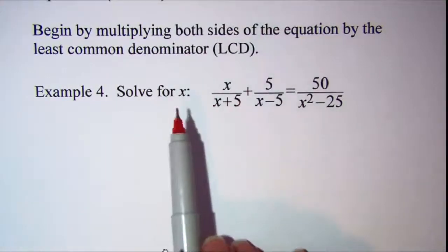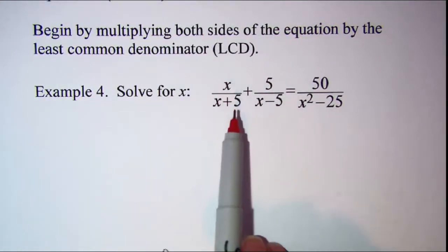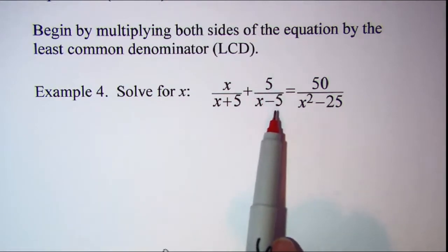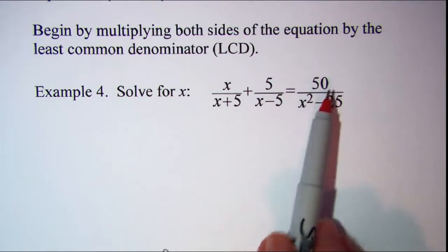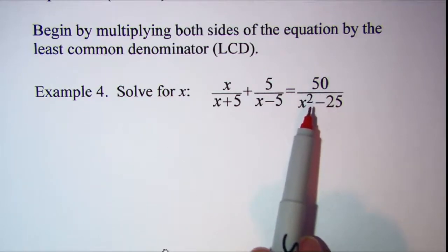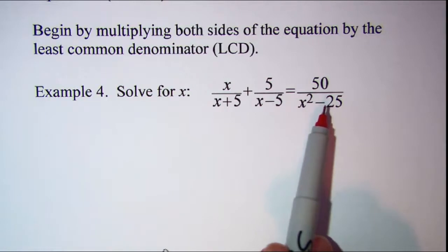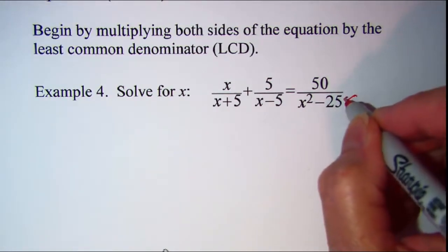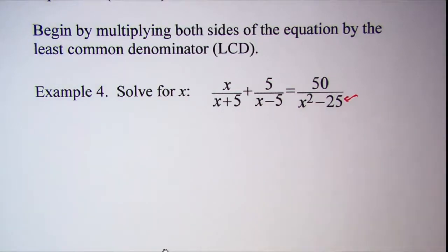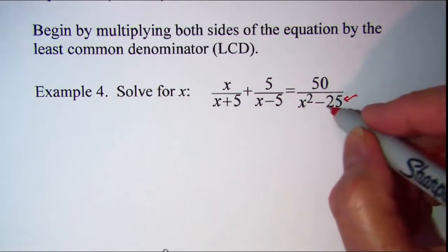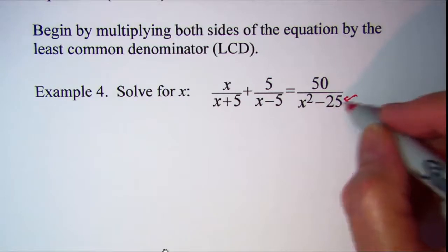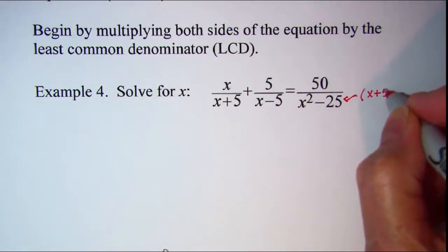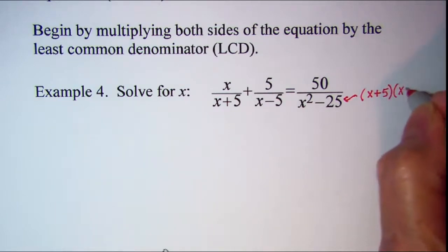The equation that we'll be working with is x over x plus 5 added to 5 over x minus 5 is equal to 50 over the quantity x squared minus 25. Now I can factor this denominator, which needs to be done before I determine my least common denominator. I can see that this is the difference of squares, and we know that that factors into x plus 5 times x minus 5.